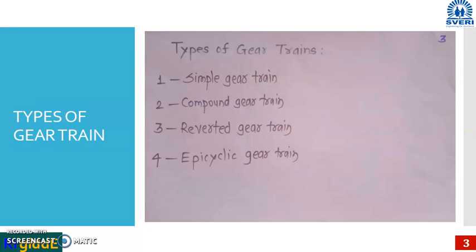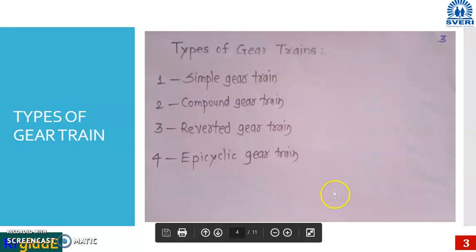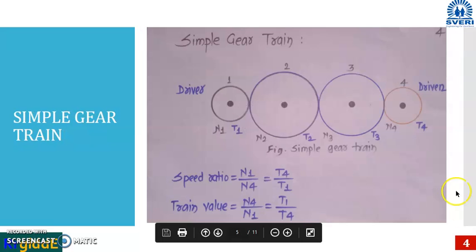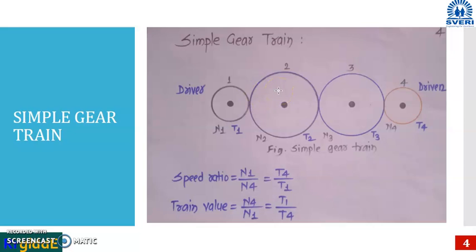Now let us study types of gear train. So there are four different types of gear train. First one simple gear train, second one compound gear train, third one is reverted gear train, and fourth one is epicyclic gear train. So first, simple gear train. In this type of gear train, there is only one gear on each shaft.